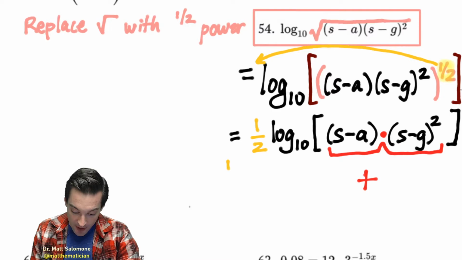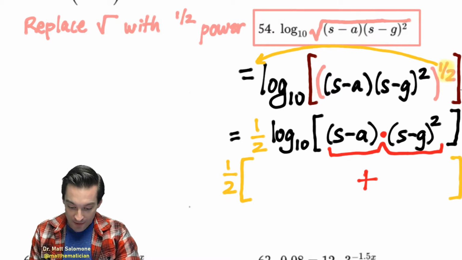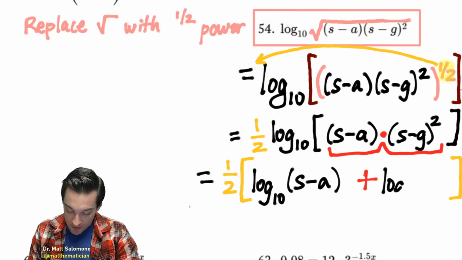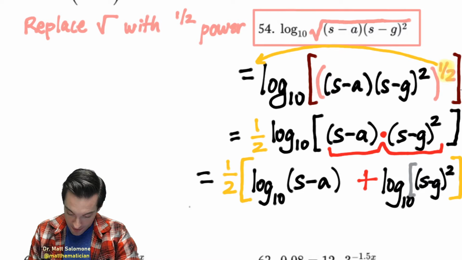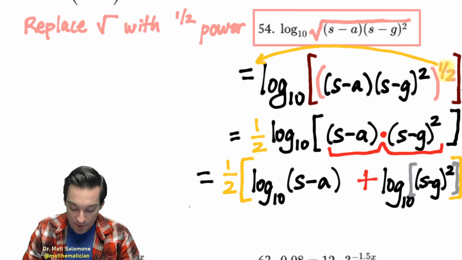And so I'm still going to have my 1/2 out in front of everything here. Now again, I'm going to use parentheses to be super careful. That 1/2 is now going to be multiplying the sum of the base 10 log of s minus a and the base 10 log of s minus g squared. And I'll put that s minus g squared inside some parentheses here too. Okay, so it seems like we're getting closer.